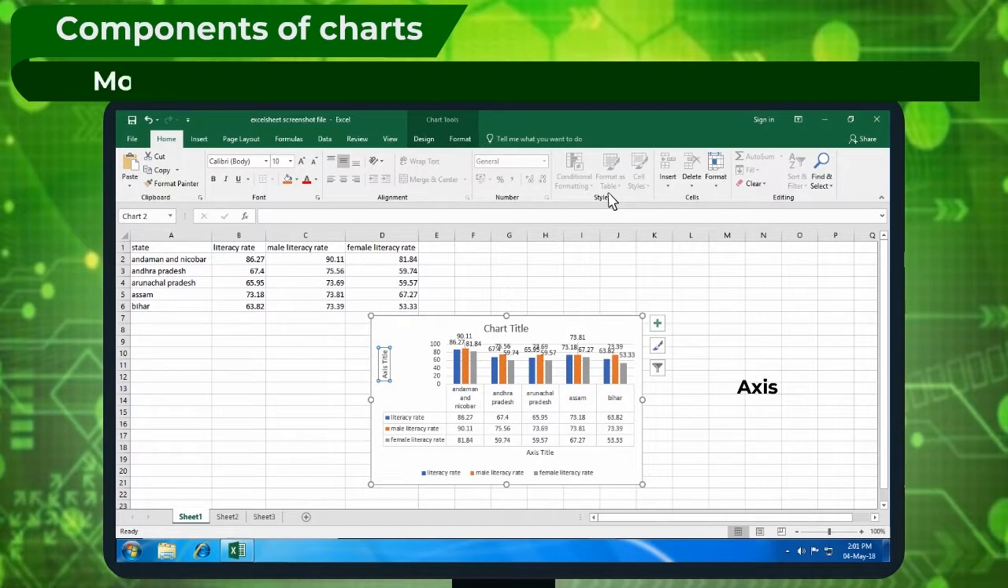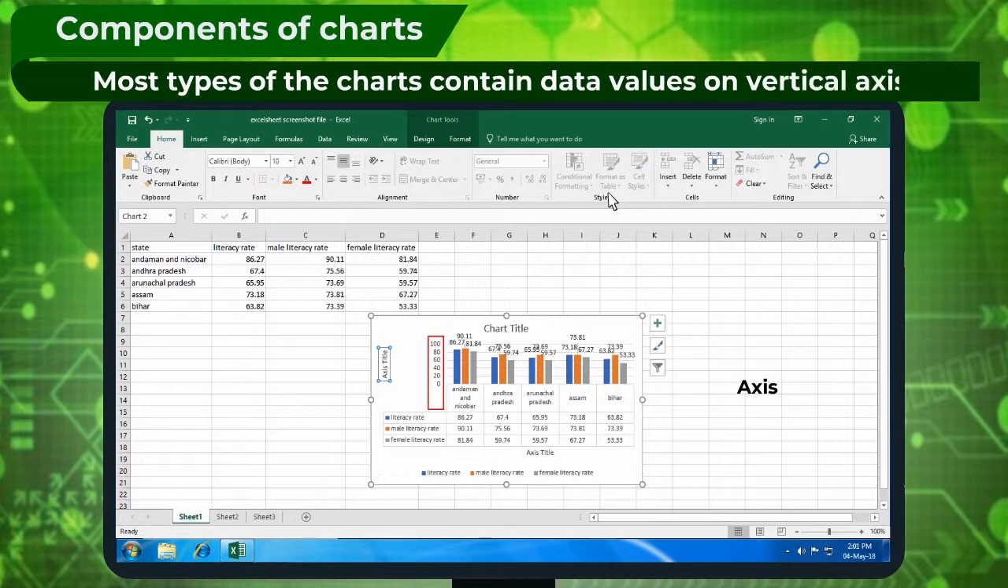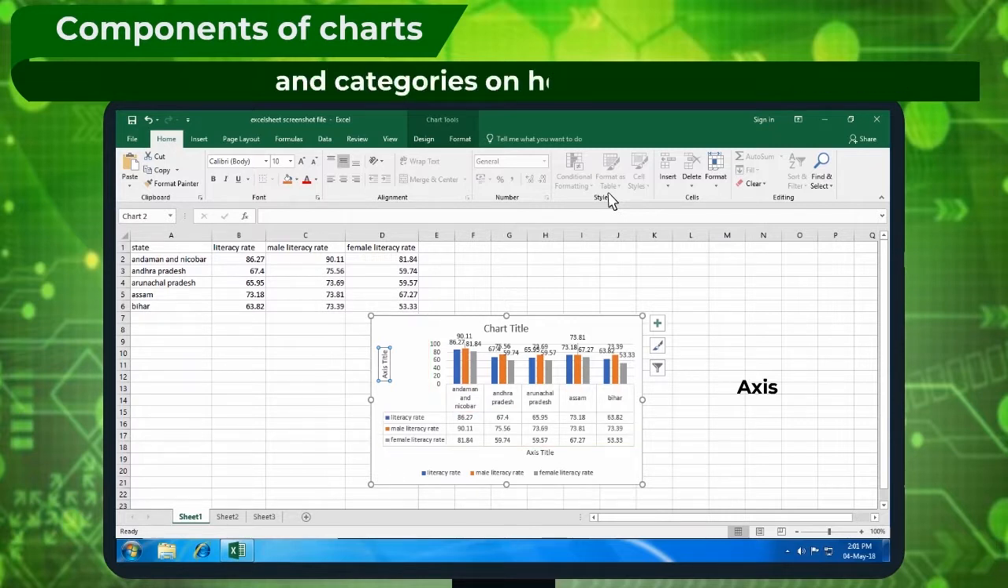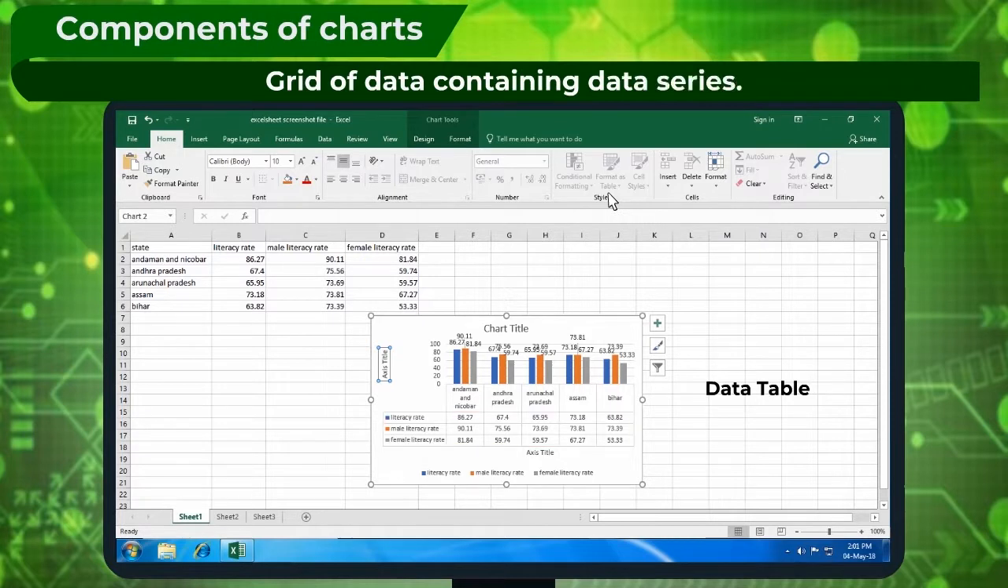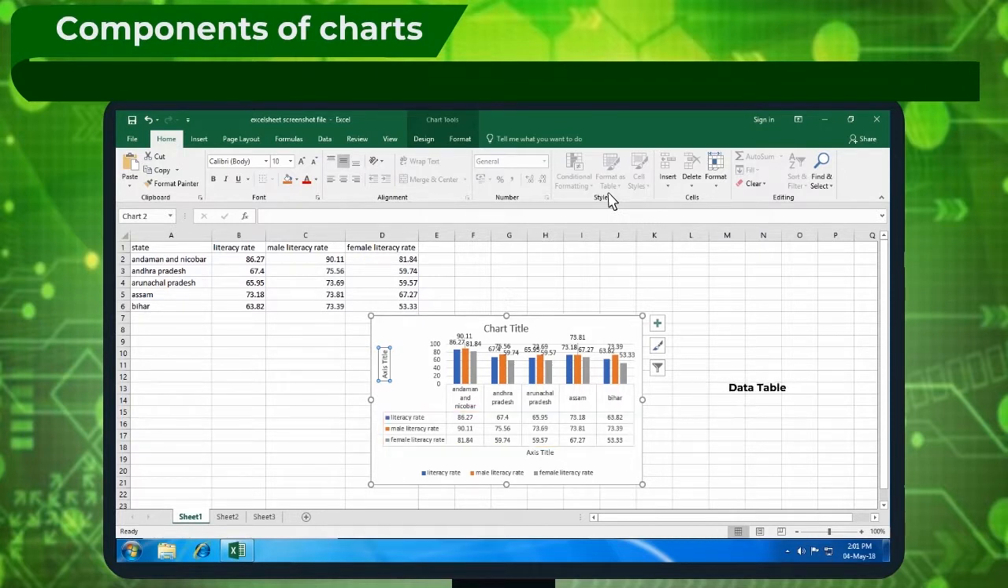Axis. Most types of the charts contain data values on vertical axis and categories on horizontal axis. Axis titles. Title of the axis. Legend. These are the identifiers used to identify each of the data series. Data table. Grid of data containing data series. Chart title. Heading of the chart.